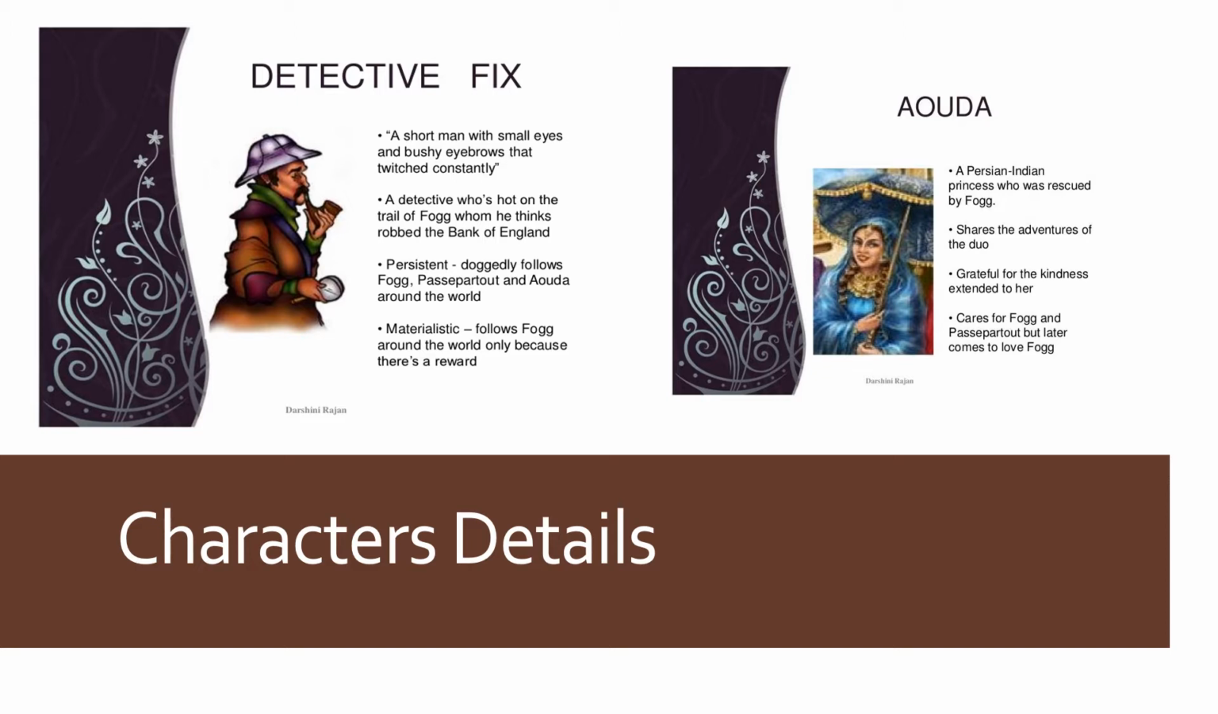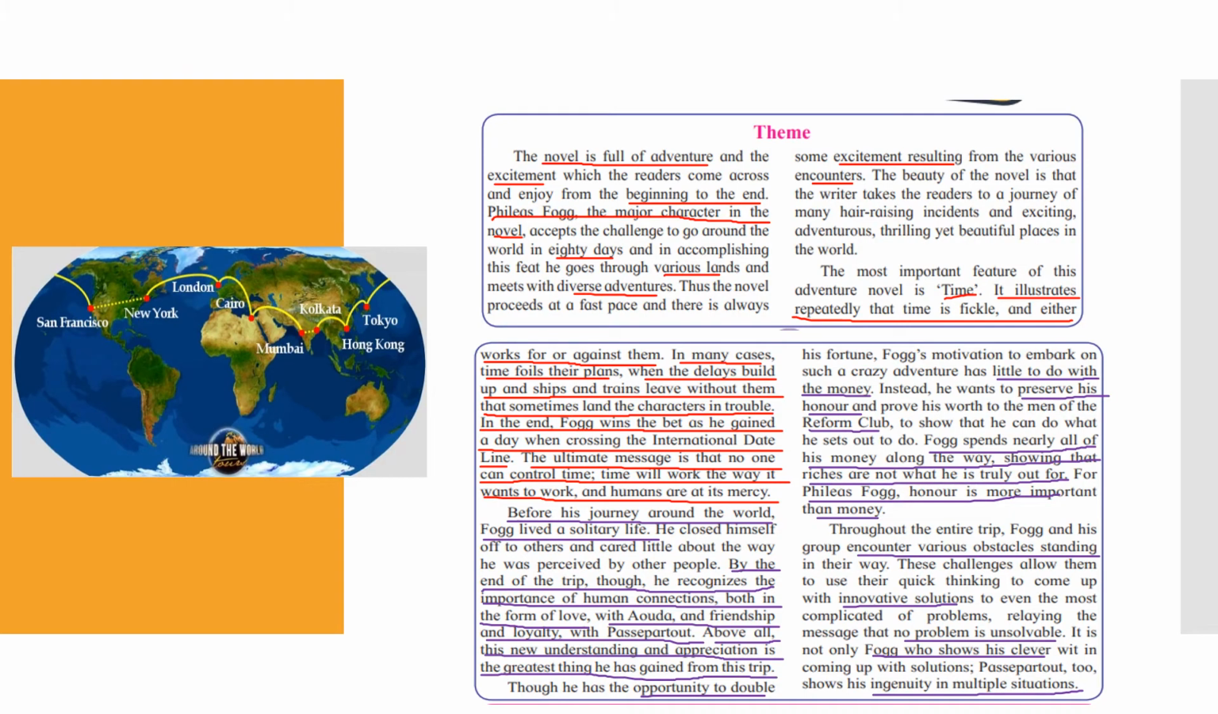Auda. She is a Persian Indian princess who was rescued by Passepartout and Fogg. She shares the adventure with Passepartout and Fogg and is grateful for the kindness extended to her. She takes care of Fogg and Passepartout, but later on comes to love Fogg. Theme of the lesson Around the World in 80 Days.